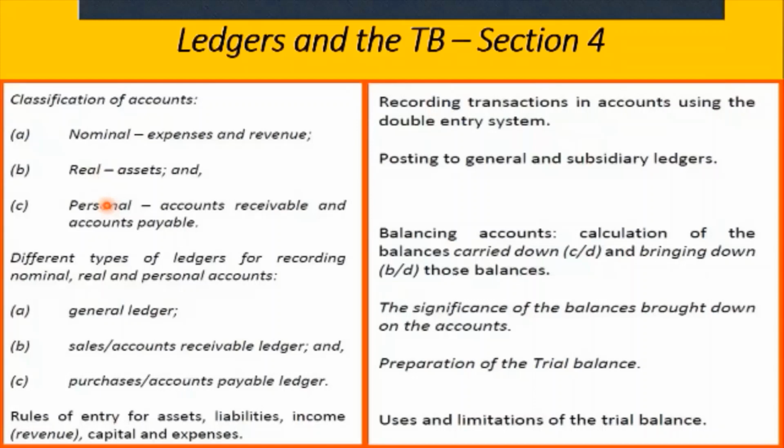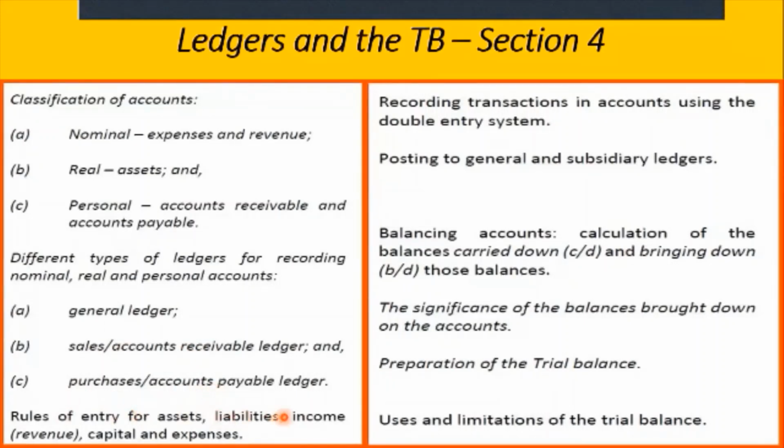You should be able to tell what type of account an account is. Those part C's and part B's that you get ask you to identify the account and what type it is. You would have to be able to do this. Then you have the different types of ledgers for recording the nominal, real, and personal accounts: general ledger, sales accounts, and purchases accounts. Sales go in the accounts receivable, purchases go in the accounts payable.